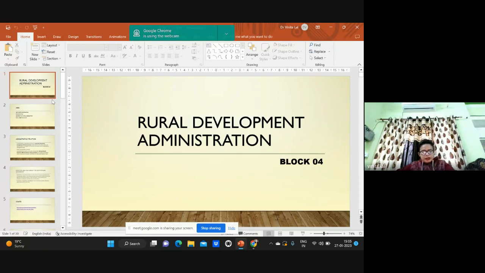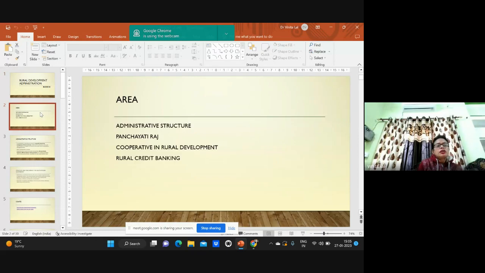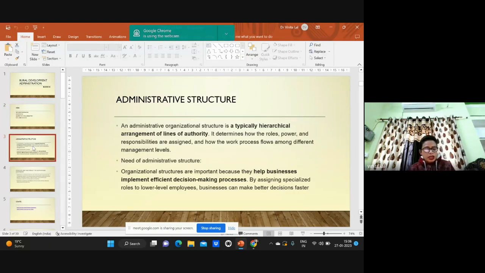So, rural development administration. Today we'll cover the administrative structure, Panchayati Raj, cooperatives and rural development, and rural credit banking. These are what I'm going to deliver. Now, administrative structure. The administrative structure is the organizational structure and hierarchical arrangement of the lines of authority.